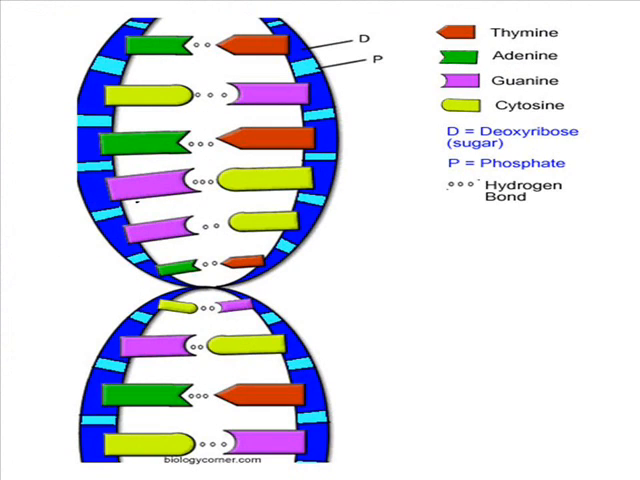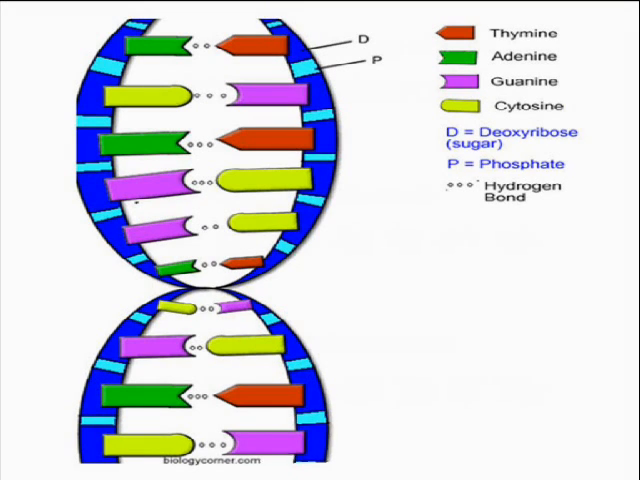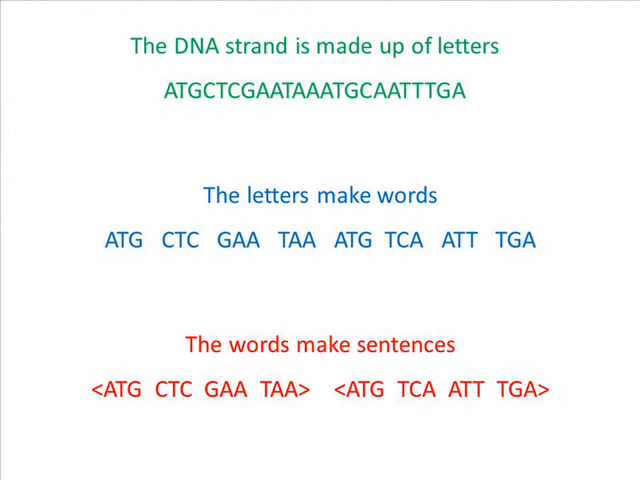The ladder's rungs are built with the four-letter DNA alphabet, A, C, T, and G, which stands for adenine, cytosine, thymine, and guanine. These alphabet pieces join together according to special rules. A always pairs with T, and C always pairs with G. The DNA strand is made up of these letters.